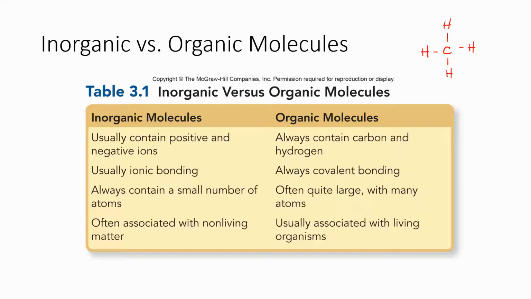Organic molecules are usually associated with living things, but we're going to talk later about one of the strange aspects of the nature of organic molecules, and that is they had to come from inorganic molecules at some point. Inorganic molecules are usually going to be smaller in size. There's often ionic bonding taking place, and that means they would contain positive and negative ions.